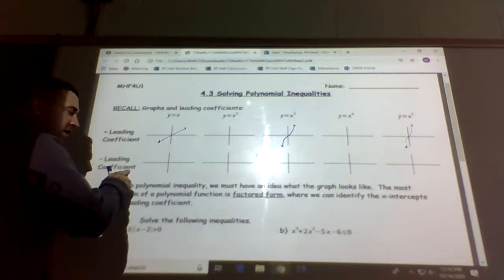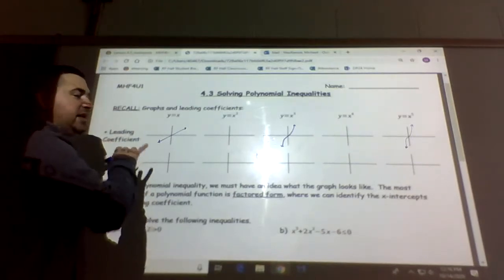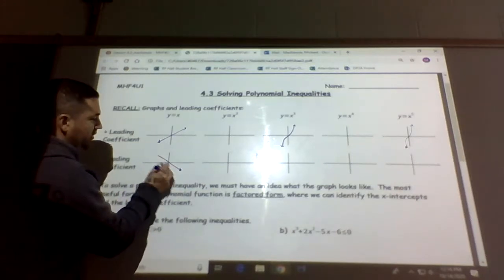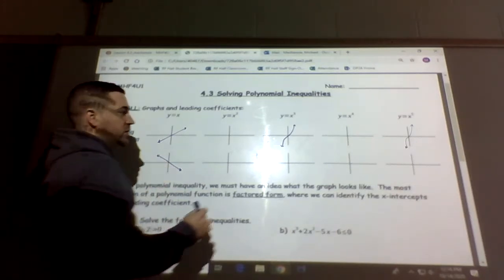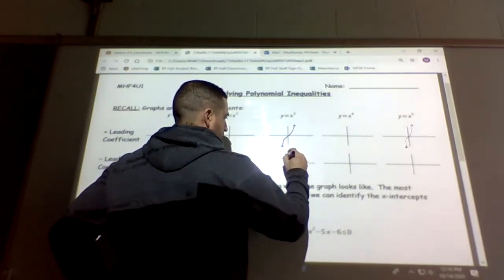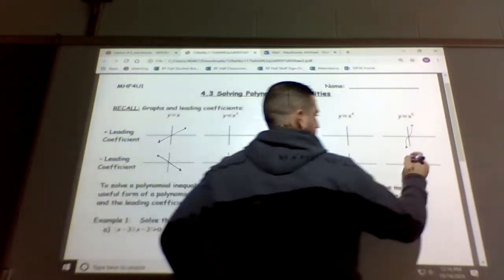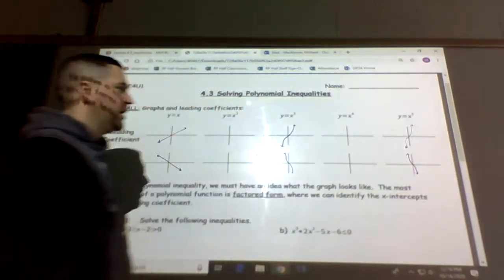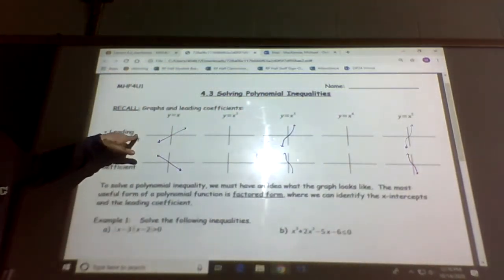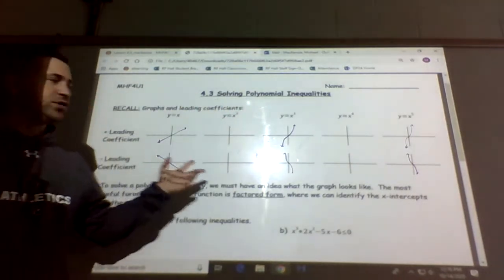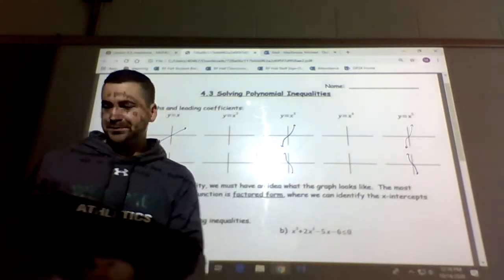If we have a negative leading coefficient, then it gets reflected over the x-axis. So then your linear equation goes downwards, your cubic goes into the other two quadrants, and same with your quintic. So positive leading coefficient, we have quadrants 1 and 3. If it's negative, we have quadrants 2 and 4.